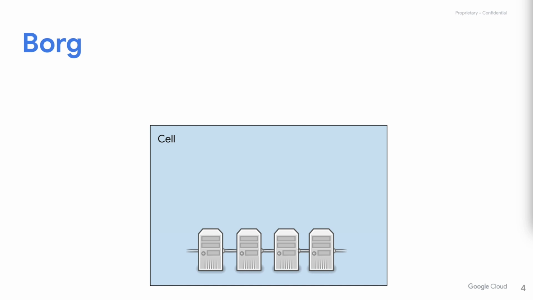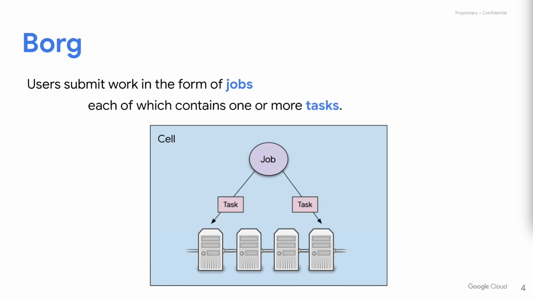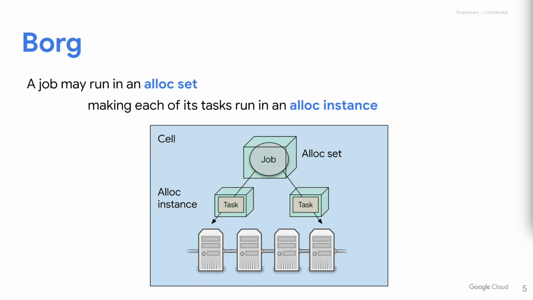Now, if you're a user, you would submit work to Borg in the form of jobs. And these jobs will be divided into one or more tasks. Tasks will run on machines. Now, some of these jobs may run in an alloc set, which basically means that all of its tasks run in alloc instances. An alloc instance is essentially a resource reservation.